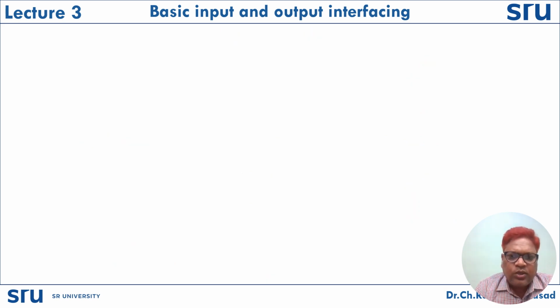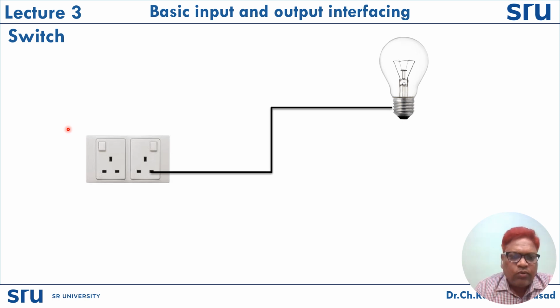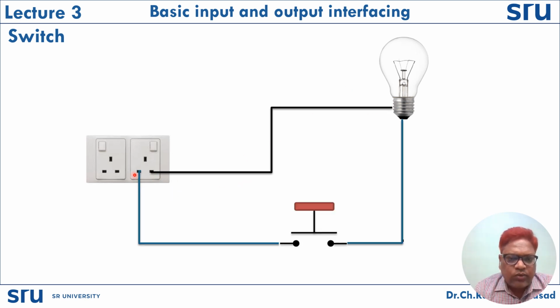So first we need to see how a switch works. To understand the operation, let us consider this is the main supply and this is the bulb. One of the lines is directly connected to the bulb and the other wire is connected through a switch here. Let us assume this switch is open. When the switch is open, no contact is made between these two terminals. That means there is no flow of current. So the bulb will be in off condition.